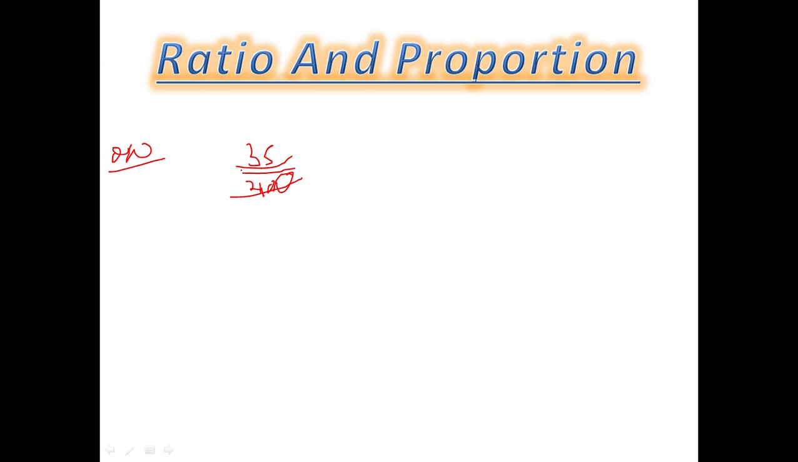So I'm cutting with 7, because 7 fives are 35, 7 threes are 21. So the answer is 1 ratio 60. So this way you can find the ratio.